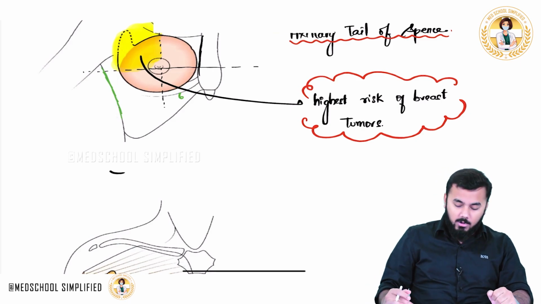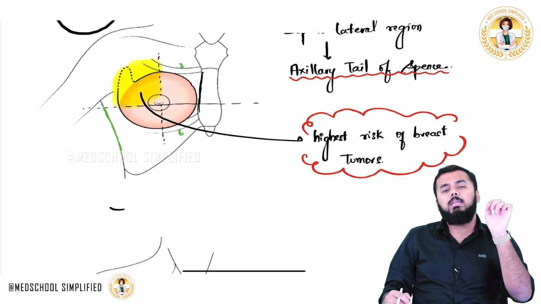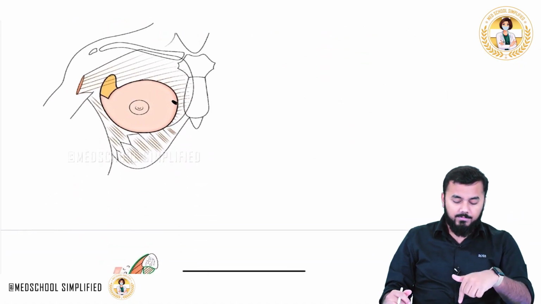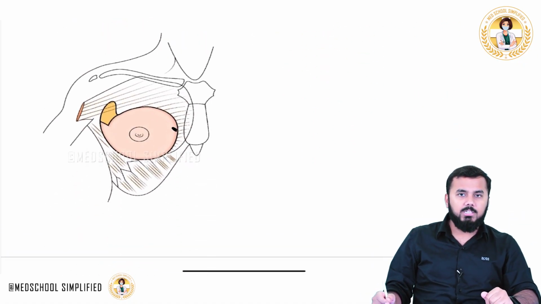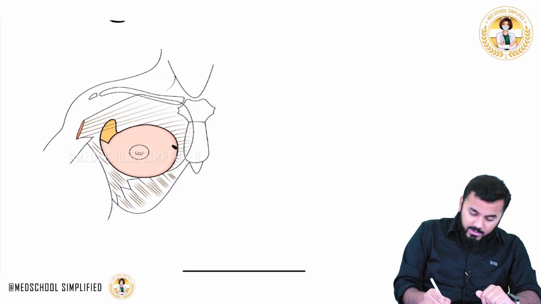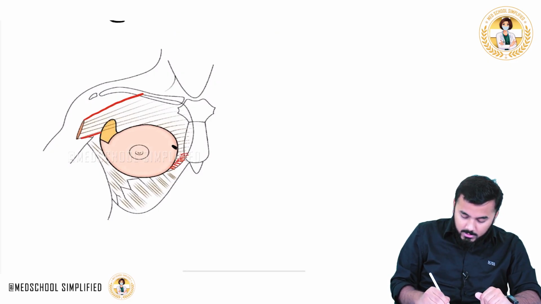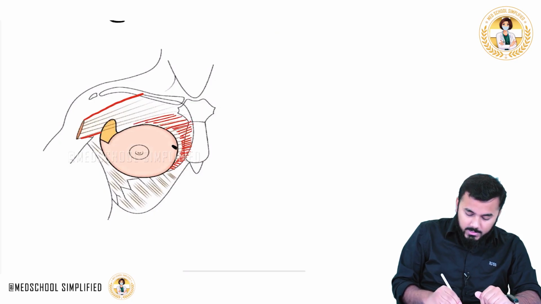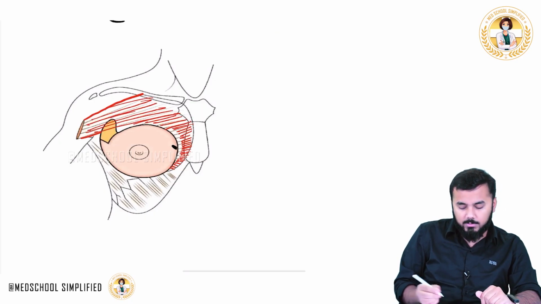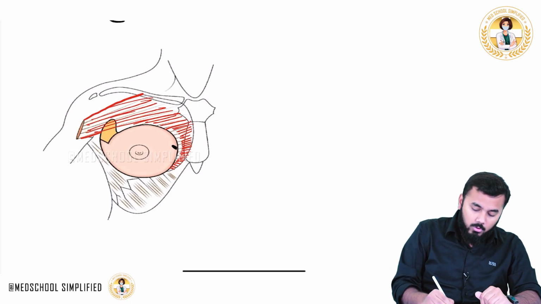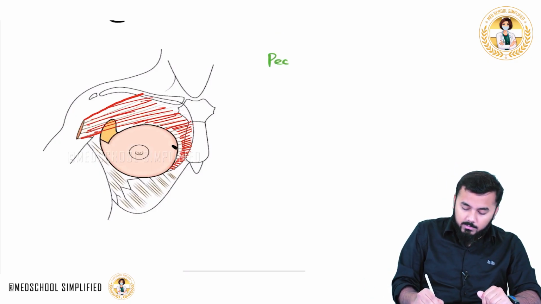Next important thing is, what are the muscles that are in relation with the breast? If this is the breast, what are the muscles that are in relation with the breast, guys? If you can very clearly make out a line here, this entire muscle shown here is your pectoralis muscle, isn't it? So can I tell pectoralis major? This muscle name is pectoralis major.